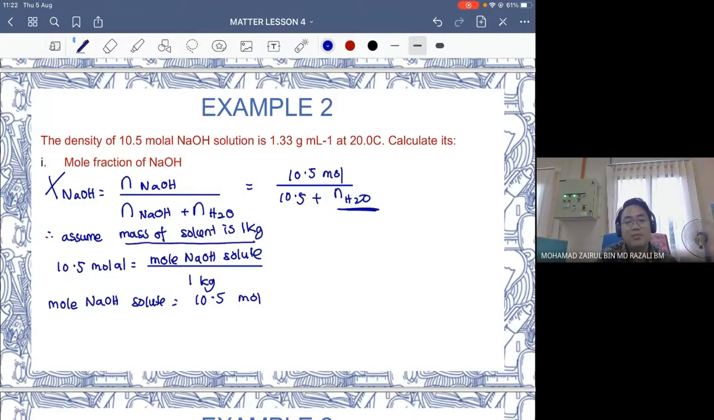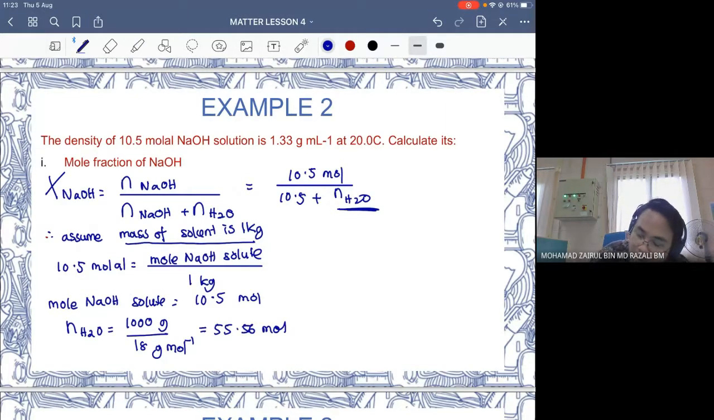So, sebab kita dah assume mass solvent. Mass solvent is 1 kilogram. So, from the mass, we can find the number of mole by dividing the molar mass. So mole water is equal to 1000 gram over molar mass water, which is 18 gram per mole. So if you calculate, then the mole of water is 55.56 mol. Okay, so awak dah dapat sekarang, kita boleh masukkan dalam formula. So 55.56 mol. Okay, so what is the mole fraction?